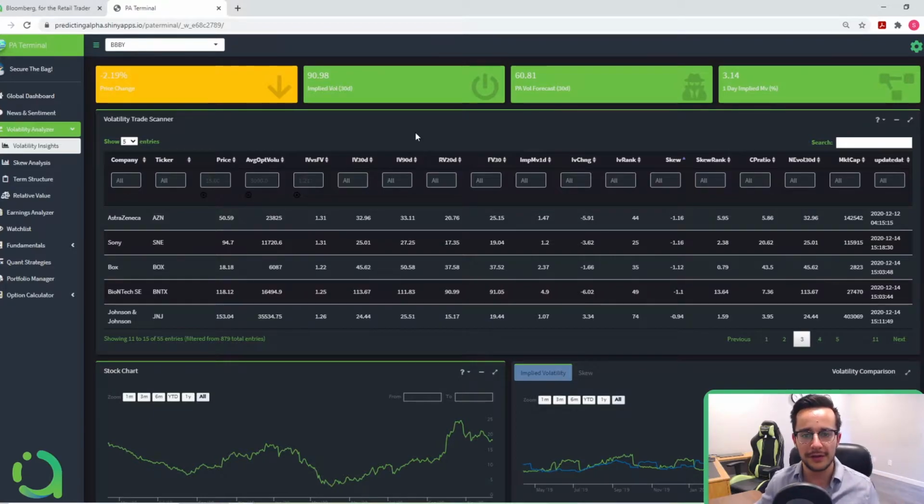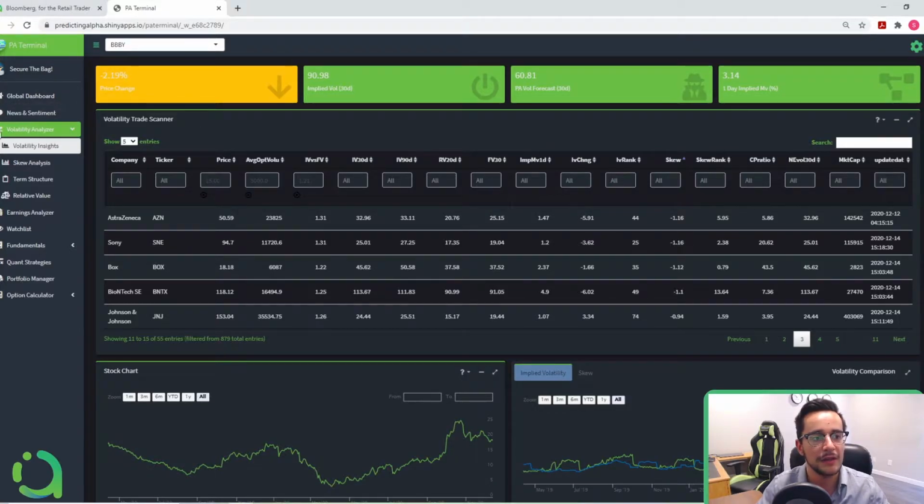The two factors that I look for when I'm putting on a 1-3-2 fly are expensive volatility and skew, meaning that the out of the money calls or puts for a stock are more expensive than the at the money options. Now, what I'm going to do is show you how I filter for those factors using my Predicting Alpha terminal.